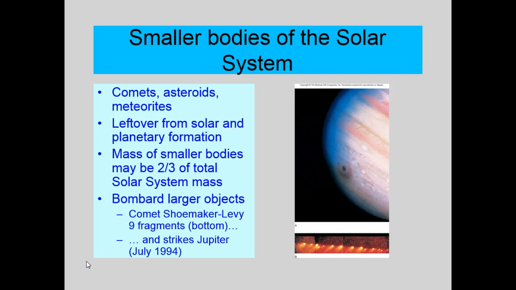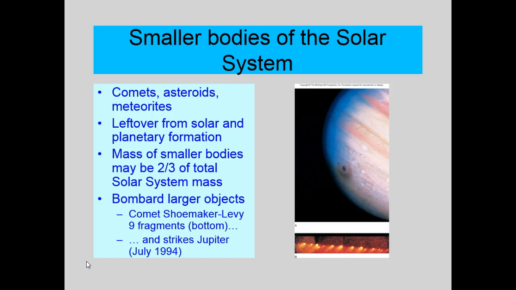Now, how can that possibly be true? There's so much of it. It's all tiny. It's all small. Okay? Now, what do these things do? Comets, asteroids, and meteoroids? They hit the bigger things.